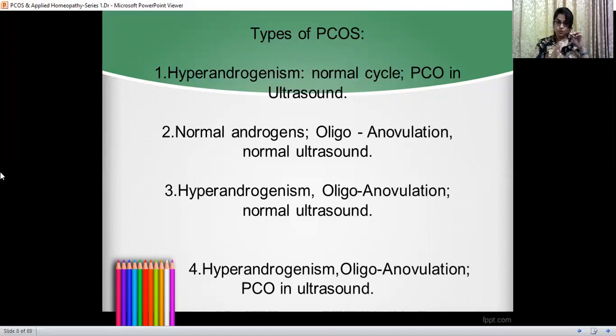Third type is hyperandrogenism, oligoanovulation with normal ultrasound. So in the third type the USG report of the uterus and both ovaries is normal in size, but there is no ovulation. Plus she has baldness or facial hair, etc. Fourth is hyperandrogenism, oligoanovulation, and polycystic ovaries in ultrasound. Here are the most complicated cases which we see in our clinic. The patient comes with hyperandrogenism, that is facial hair, baldness, pigmentation on the skin, with both ovaries showing cysts, and she's also not ovulating.